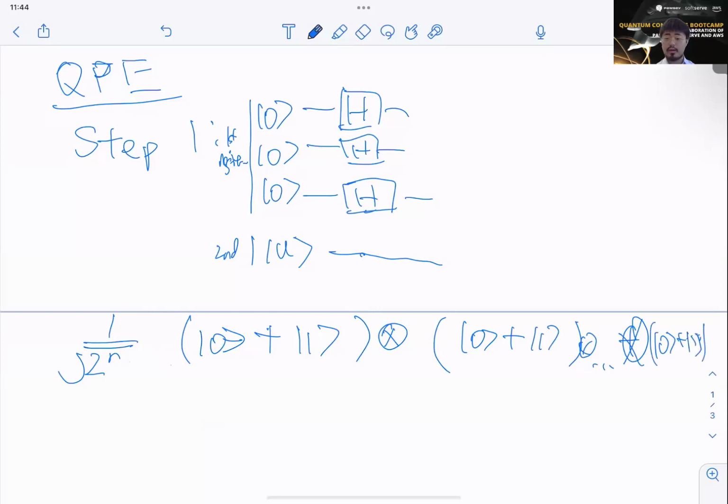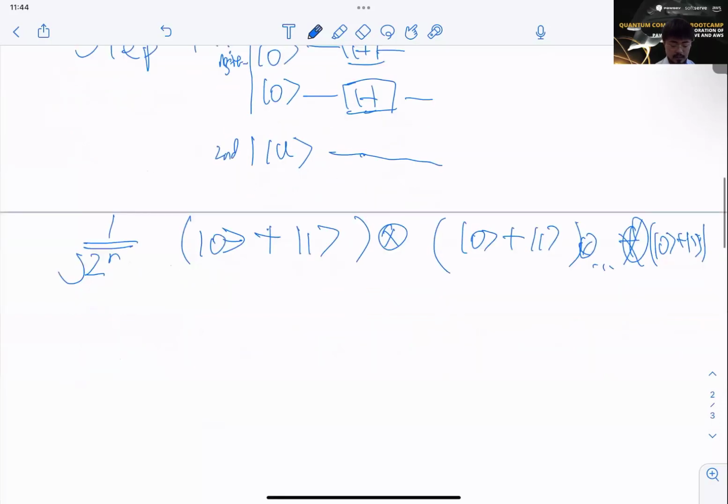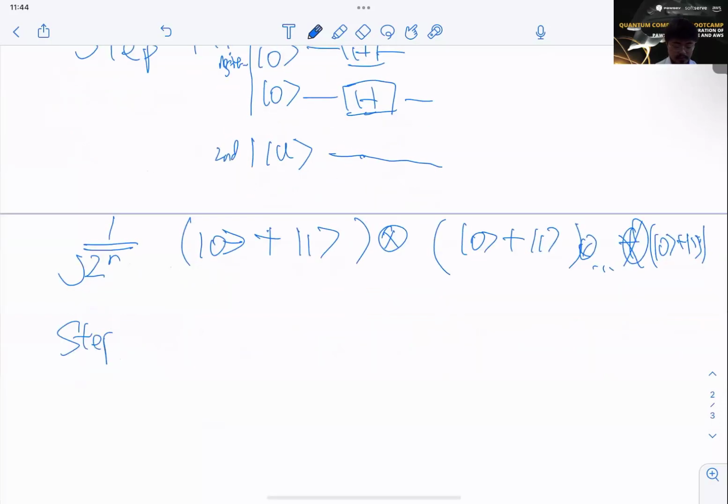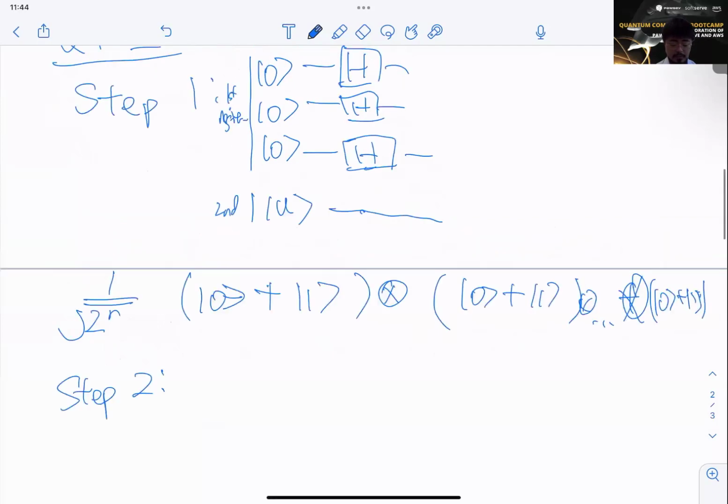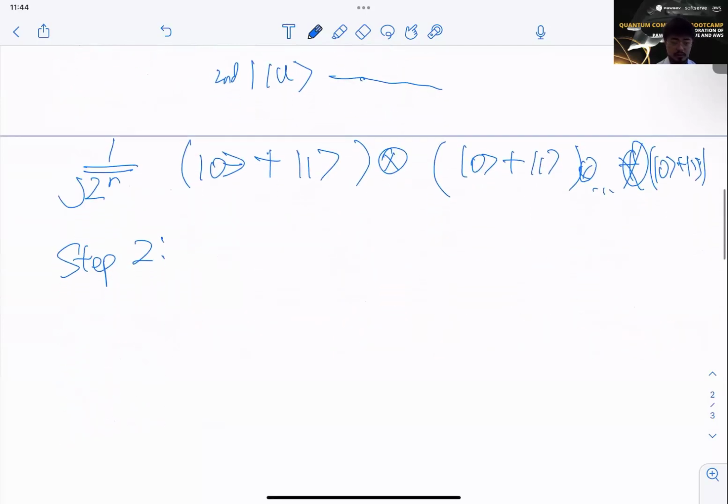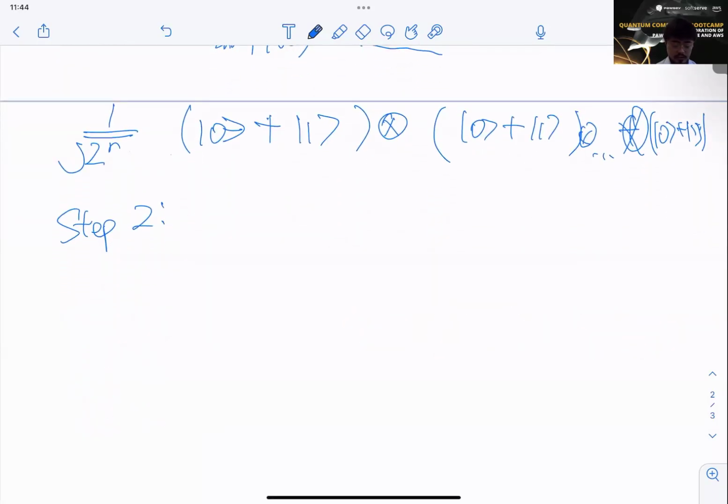Okay. So yeah, this is the H. This is the first step. The second step is the one that is a bit more complicated, so I'm not going to ask you all to remember that. So the second step is after you have basically your plus states on all of them, you have U.